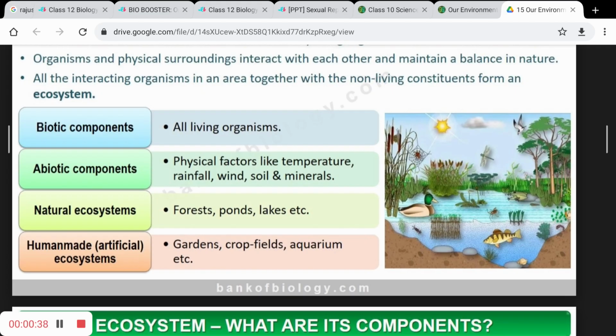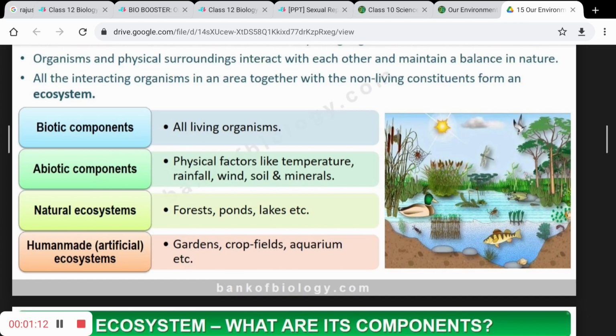First, biotic components means all living characters. So it ranges from a virus up to multicellular organisms, the whale, because it is the topmost mammal. Next, abiotic components are physical factors like temperature, rain, wind, soil, minerals, rock. All these things come under abiotic components.